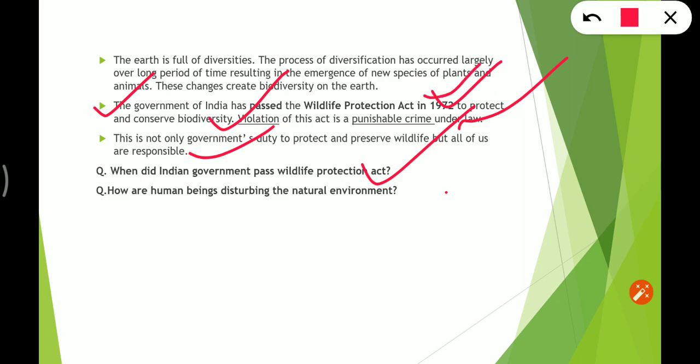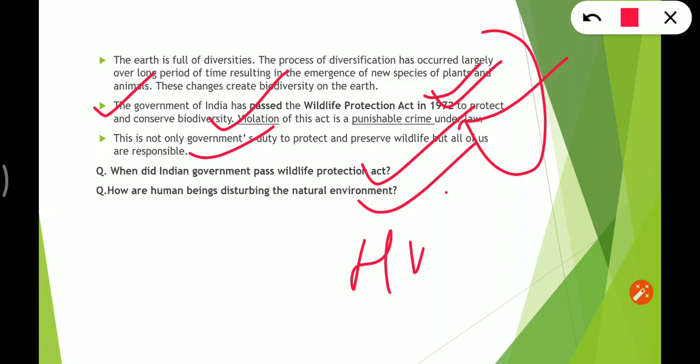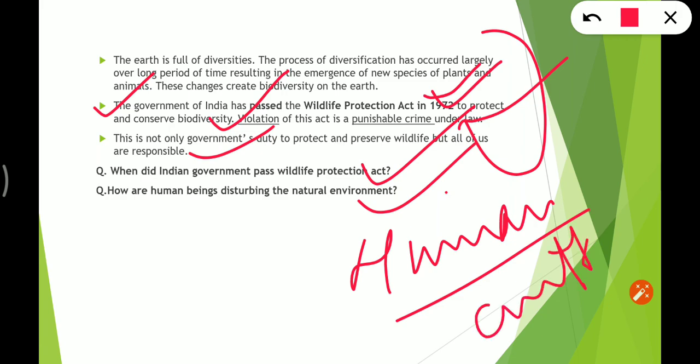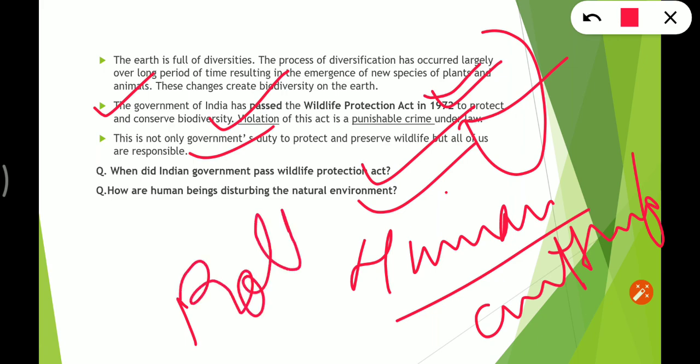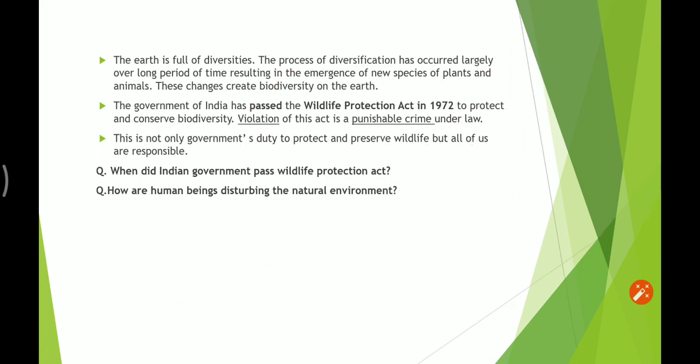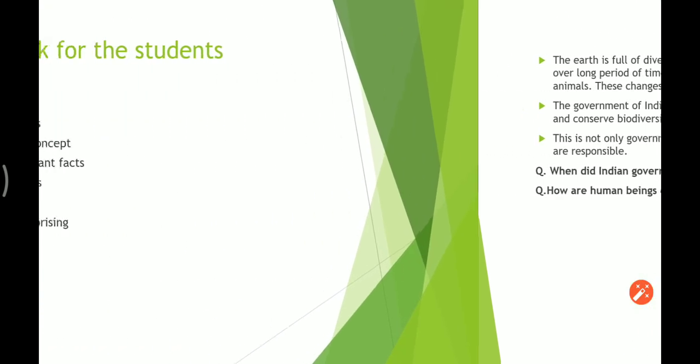How are human beings disturbing natural environment? This is not given here. You will attempt it yourself. You are in 7th class now. You can take the help of your parents, but just some hints I give you. Deforestation, humans cutting trees. Okay, deforestation means cutting trees. Pollution. So such things you can include. Rest your parents can help you.